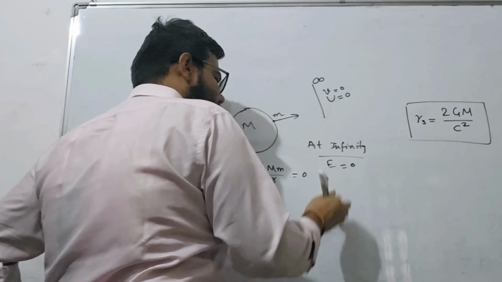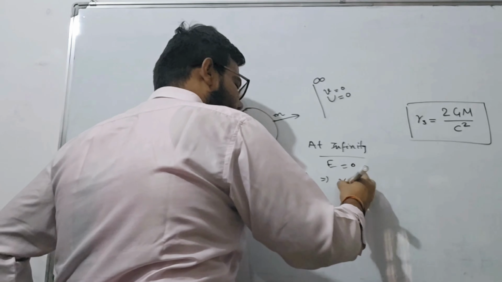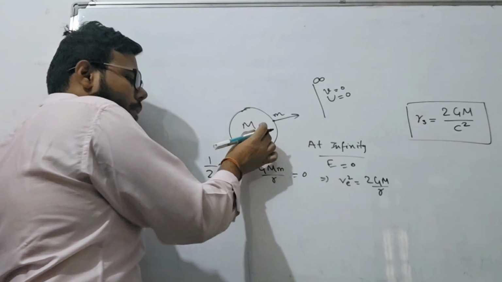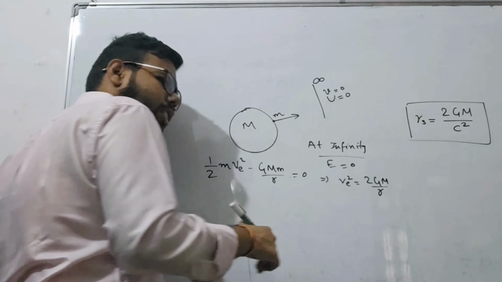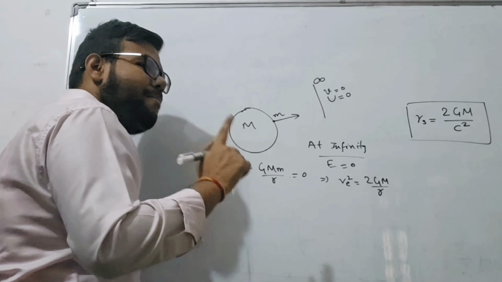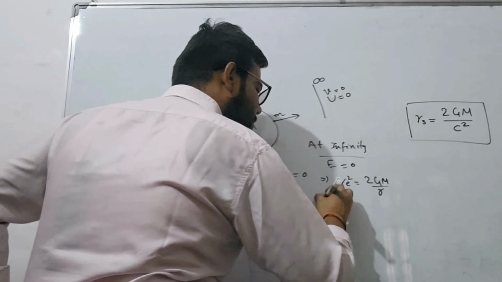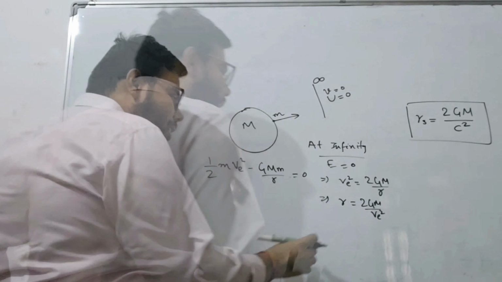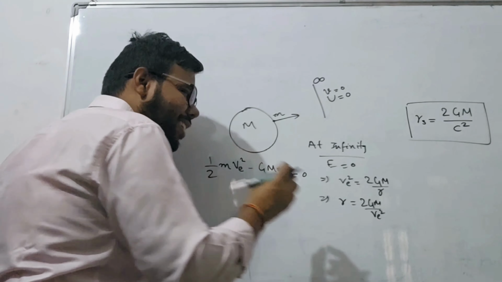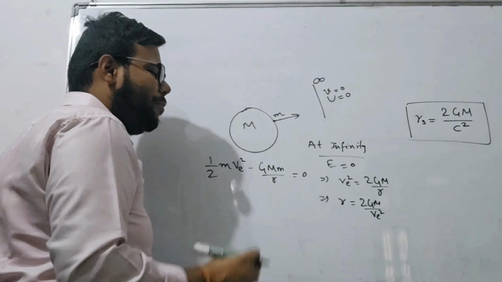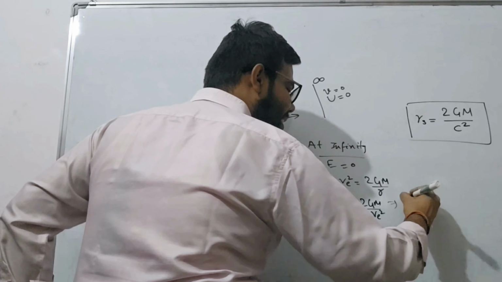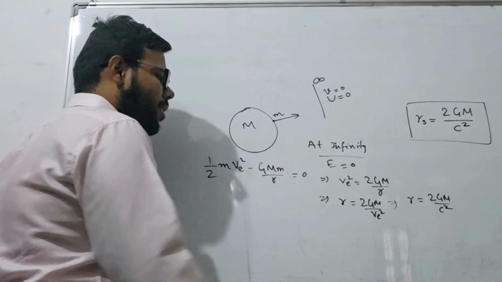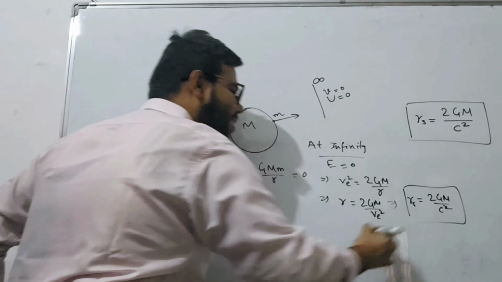On solving, you get v_escape squared is equal to 2GM by r, where r is the radius of this planet. On solving for Earth, you will get 11.2 km per second. But now the catch is that you will make r equal to 2GM by v squared. Now you will solve for such a radius that the escape velocity becomes equal to the speed of light. So the radius is equal to 2GM by c squared, and such a radius is called the Schwarzschild radius.